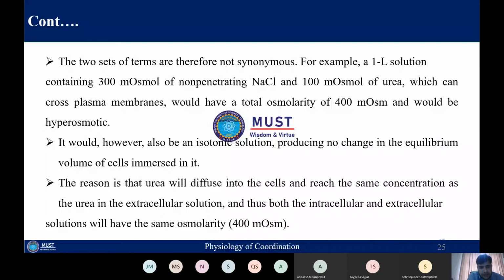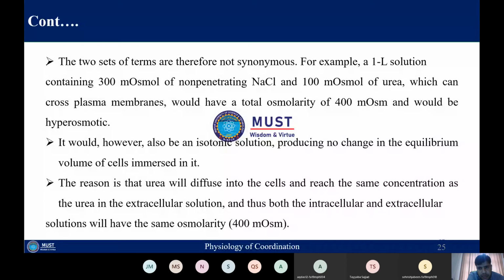So at the same time, it can be isotonic as well, because it will produce no change in the equilibrium volume of the cells, which we have already discussed, because it is not permeable to the sodium chloride, whereas it is permeable to the urea. So how will it be an isotonic solution?